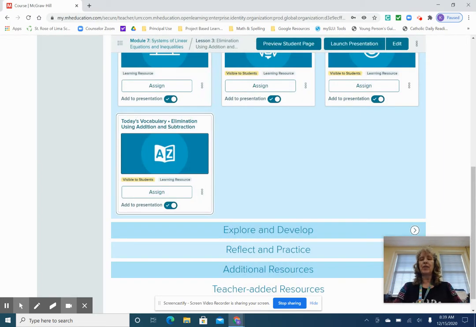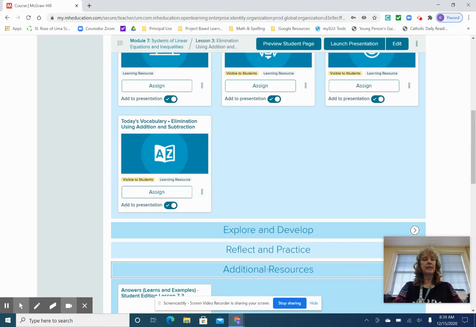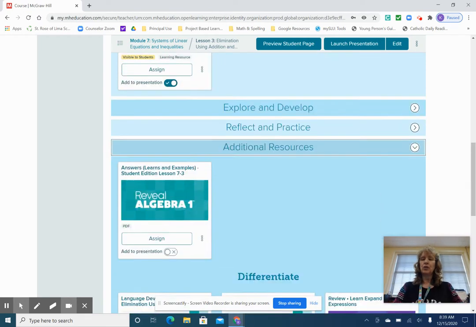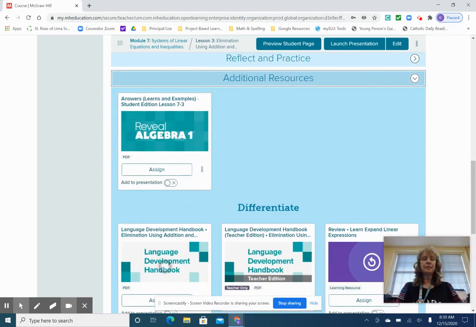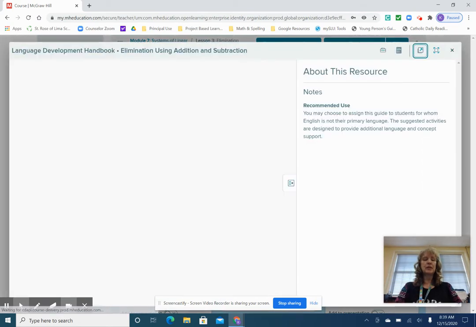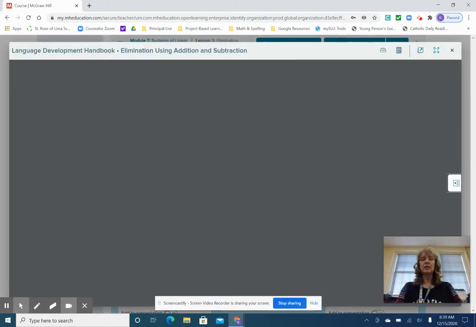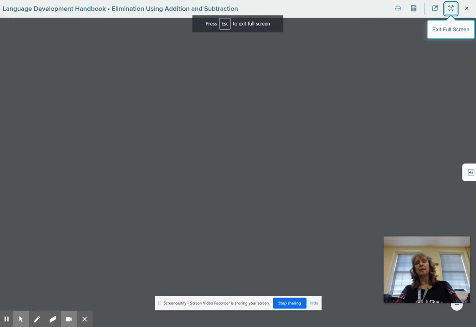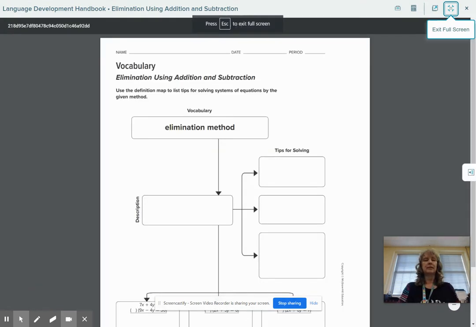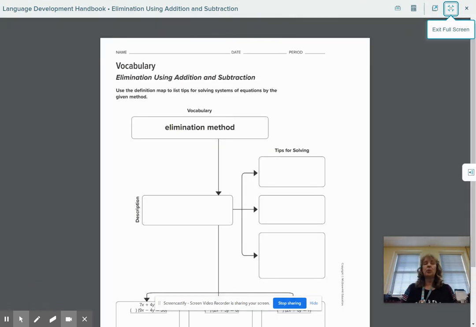And with that, I want you guys to find your vocabulary sheet that I've given to you, which looks like this. And we're going to take some notes first. The first thing we're going to talk about is our definition, the description of what the elimination is.